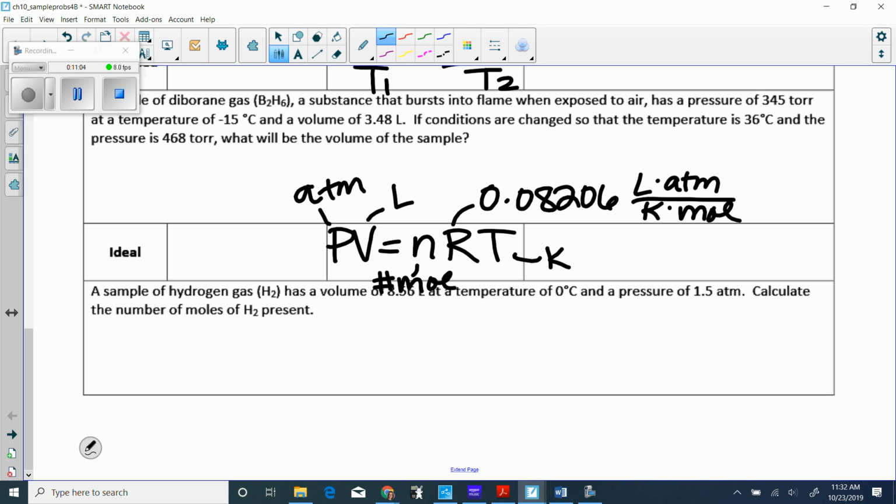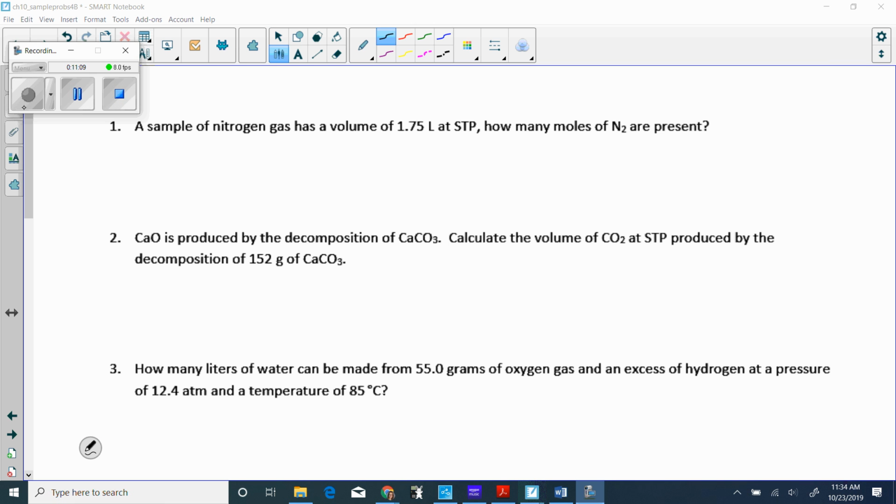273, which is degrees Celsius plus 273. Okay, with your calculator, plug it in and push your button. A sample of nitrogen gas. Gases are diatomic. So not a nitrogen ion that's floating around in water with water molecules and dipoles. Nitrogen gas is like bubbles. Bubbles are diatomic. Has a volume of 1.75 liters.